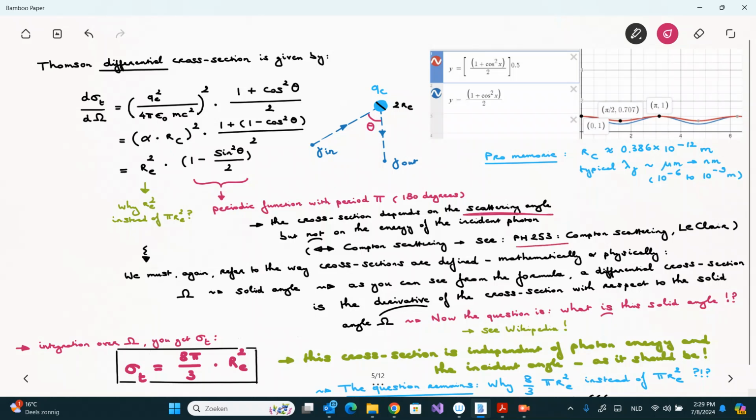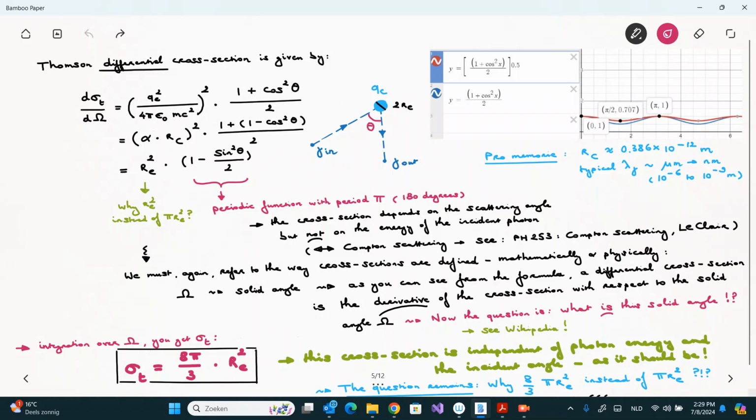I may give a reference here to Professor Dr. Leclerc from Alabama University. You can Google that, PH 253 Compton scattering. Very nice article on Compton scattering. But in Compton scattering, you don't have something like that. The energy of the incident photon does matter, or to be more correct, the ratio of the energy of the incident photon with the energy of the electron. So let me clean up my whiteboard.